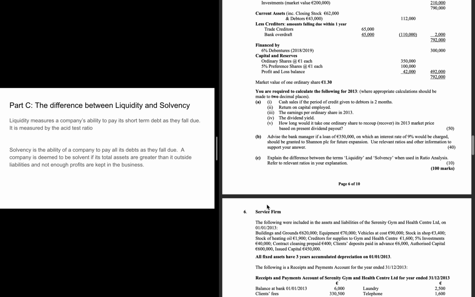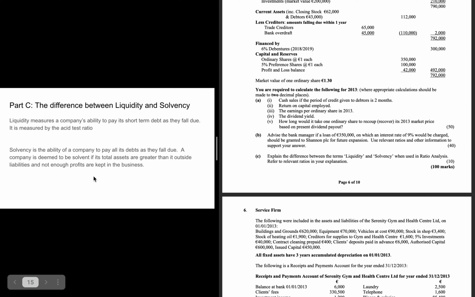Okay, part C, which obviously I should have explained to you at some stage over the last couple of years, but definitely haven't. The difference between liquidity and solvency. Think of your liquidity ratios. What do we always say with the asset test ratio? It's your ability to pay your short-term debts as they fall due. That's what liquidity means. So liquidity measures a company's ability to pay its short-term debts as they fall due, and it's measured by the asset test ratio.